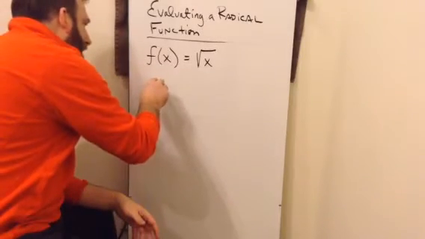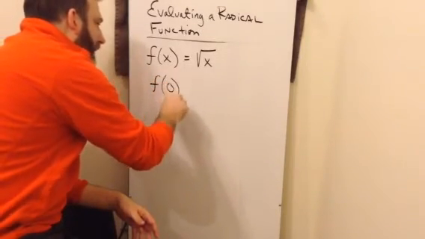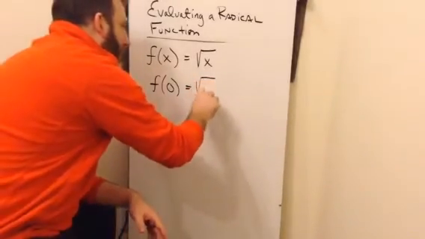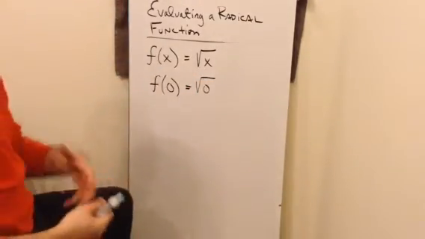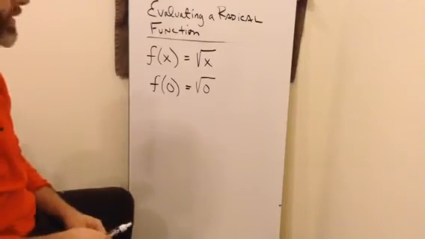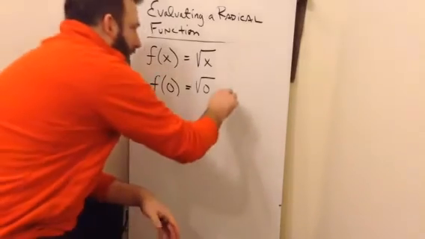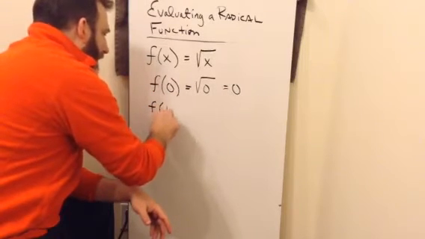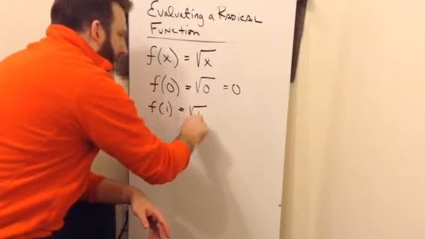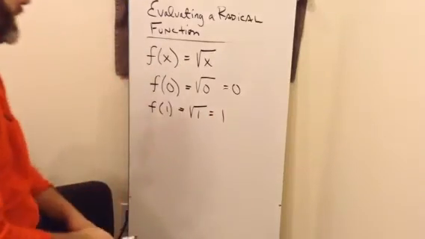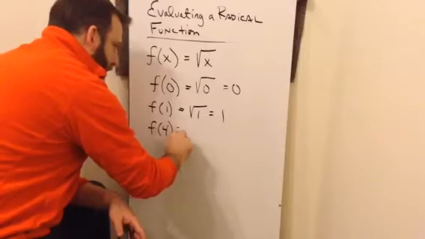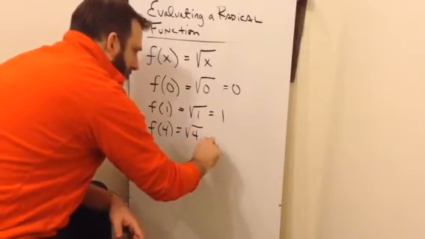So if I plug in, say 0, I can evaluate. That's square root of 0. Please make sure that we simplify this. Square root of 0. 0 could be considered a perfect square as well. 0 times 0 is 0. Well, the square root of 0 is just 0. So if I did f of 1, square root of 1 is 1. If I did f of 4, square root of 4 is 2.